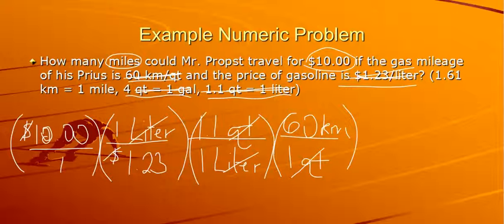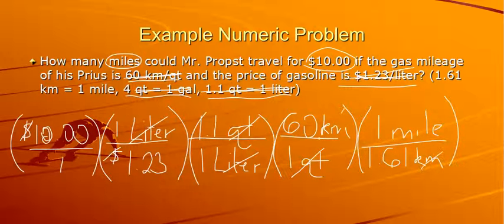Now I've got kilometers. My last conversion that I haven't used, 1.61 kilometers. It goes down here, so my units will cancel in 1 mile. So my units have canceled, top and bottom. I'm left with units of miles. Then it's just solving it mathematically. So 10 divided by 1.23 times 1.1 times 60, and then divide by 1.61.